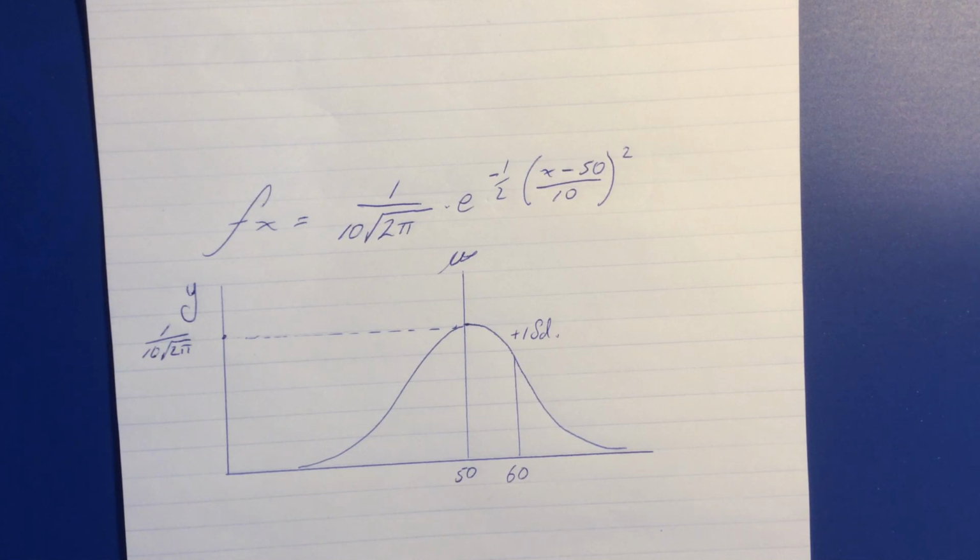Anyway, that is the rule for the general normal distribution in a nutshell, and it's nowhere near as bad as it looks.